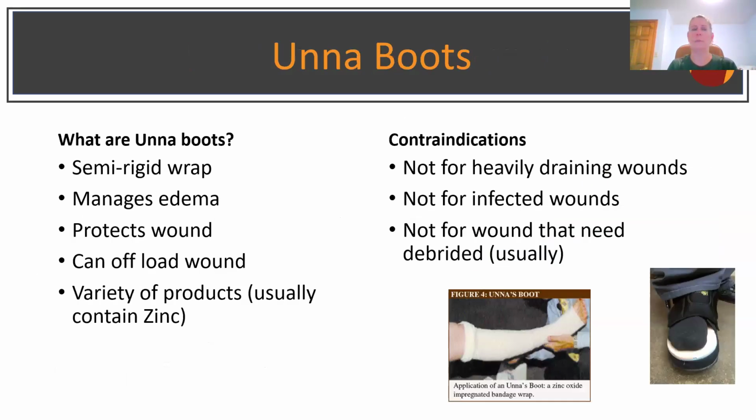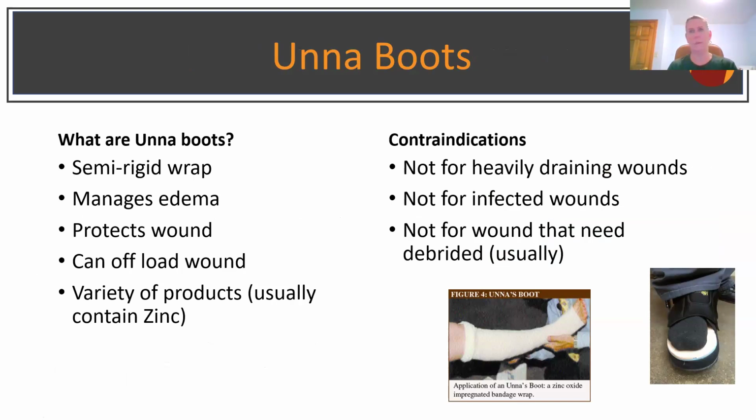Una boots, if you don't know anything about Una boots, these are semi-rigid wraps that we put on, kind of like a cast, but it's not as stiff as a cast. It manages edema. It protects the wound. It helps you offload the wound potentially. They're usually made from zinc or calamine lotion, which helps with healing. So they're great to use for certain patients.